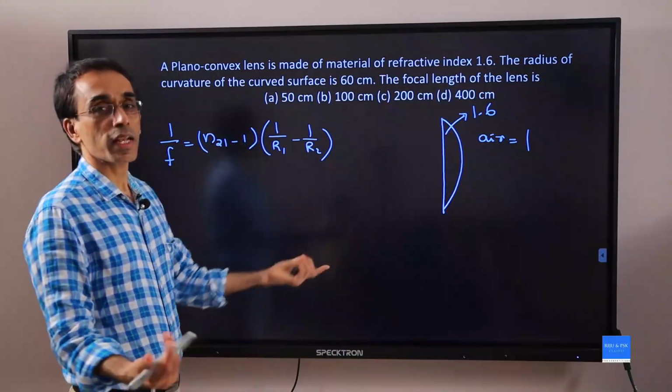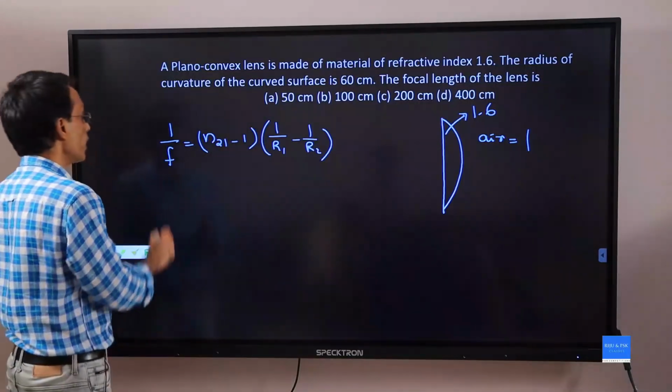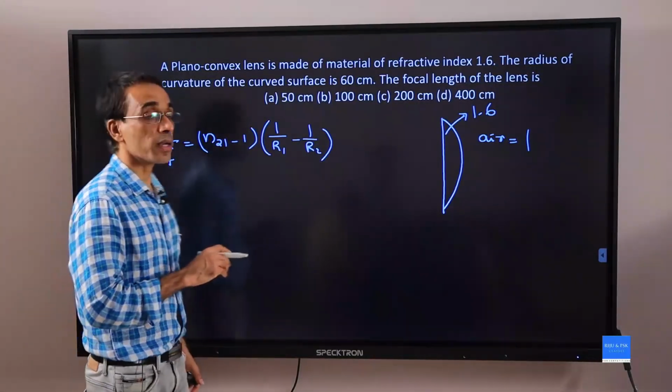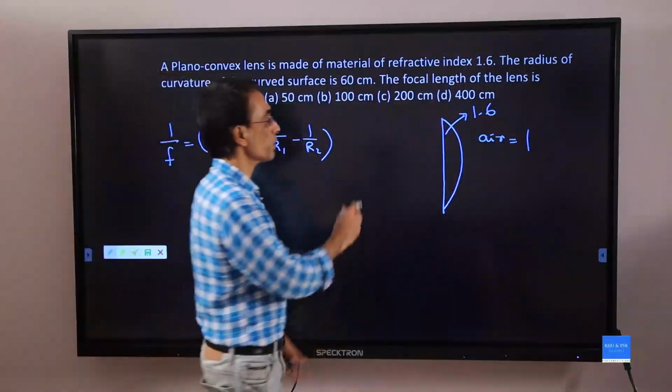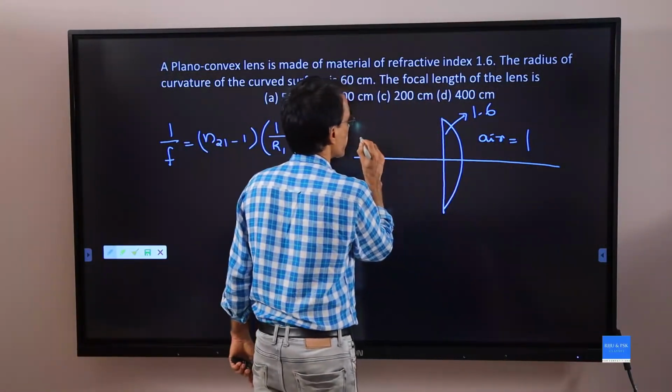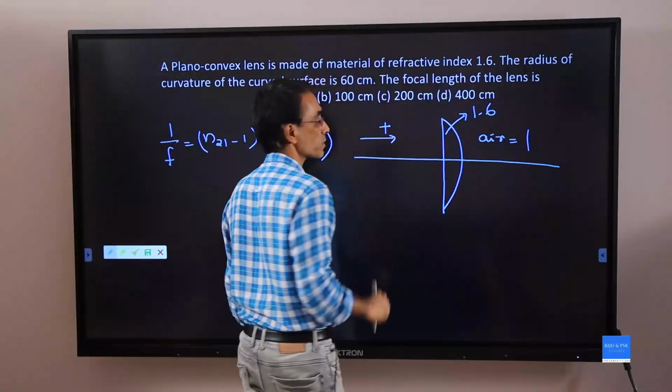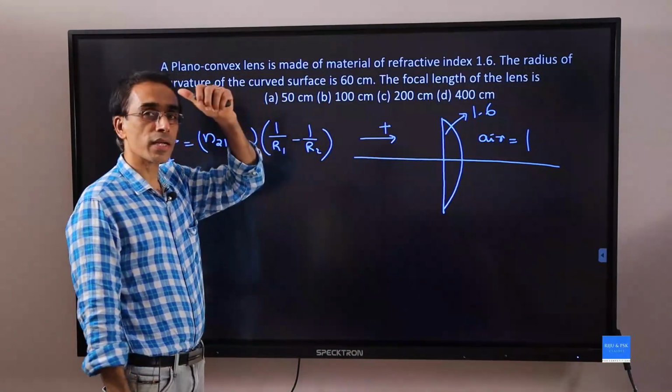What is the focal length of the lens? Okay, so we will apply the lens maker's formula, but before that, the Cartesian sign convention. Let us assume that light is incident on this surface. This is the positive direction.